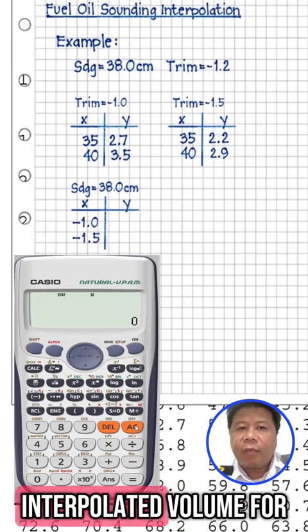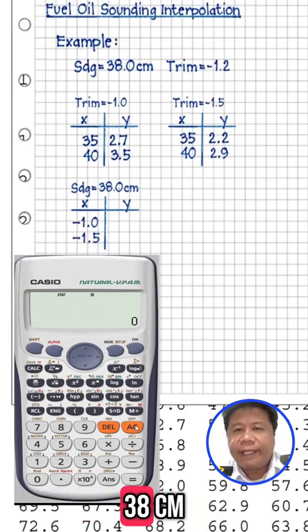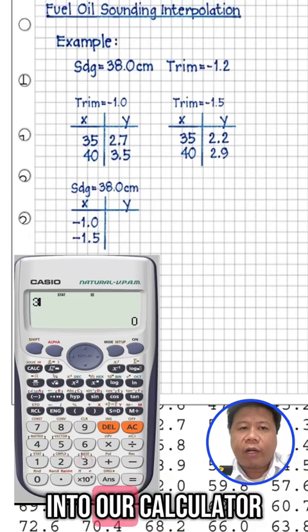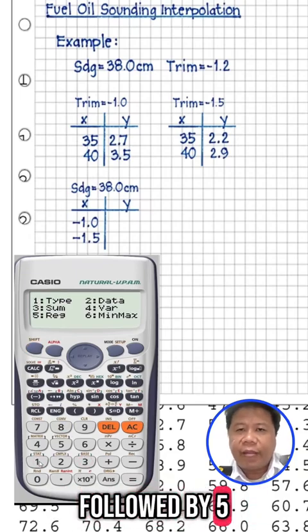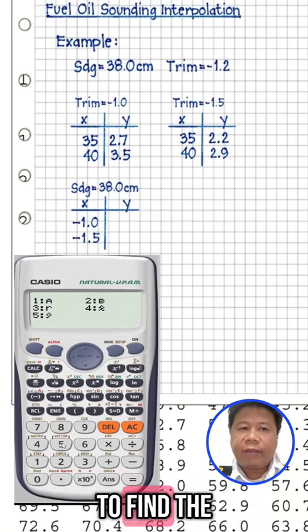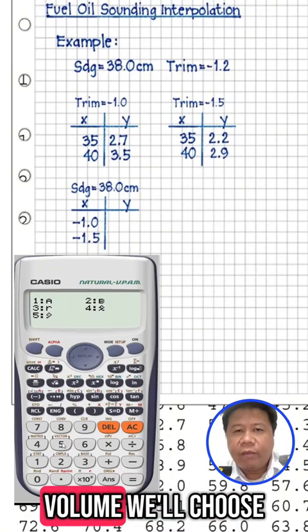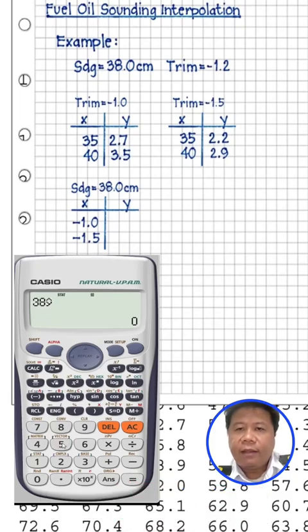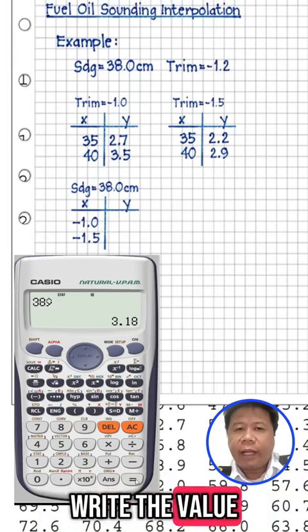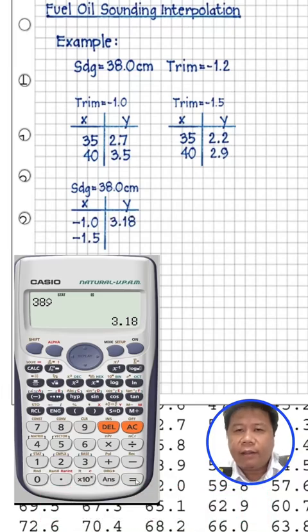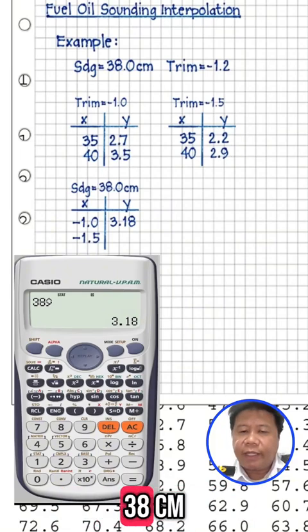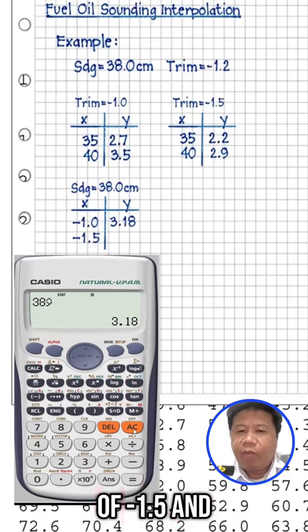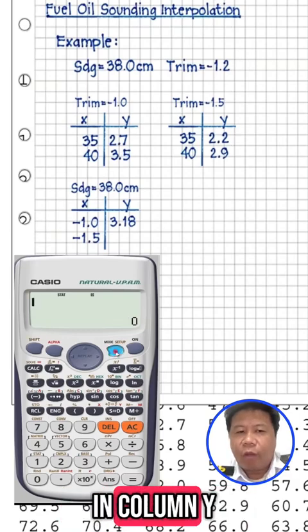Since we want to find the interpolated volume for our sounding of 38 cm, we'll input 38 into our calculator. Then press Shift 1 for stat, followed by 5 for regression. Since we want to find the value of y, which is the volume, we'll choose 5 for y hat. Finally, press equal to see the interpolated result, and we can write the value in column Y. Again, repeat the same process for sounding of 38 cm with a trim of negative 1.5 and write the result in column Y.